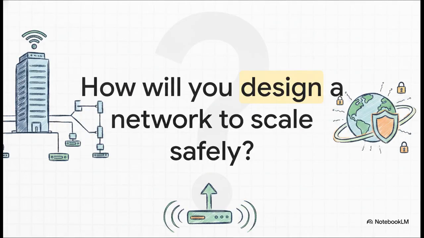So, here is my final challenge to you. The next time you log on to the Wi-Fi at your school or even just look at the router blinking in your living room, think like an architect. Ask yourself, how will you design your next network to not just work today, but scale smoothly and safely for tomorrow? Remember, build smart, grow smooth. A scalable network is a future-ready network.